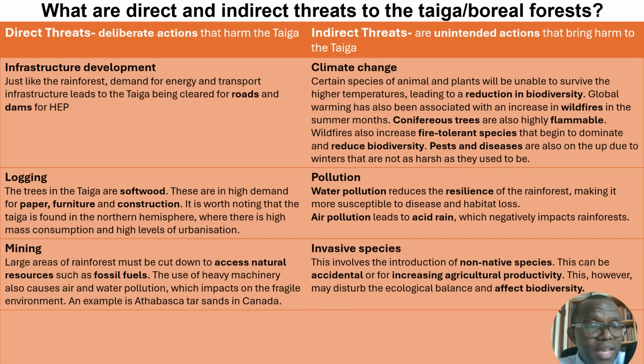And then the second direct threat here is logging. Now, the trees in the taiga are softwood trees. Now, these are in high demand for paper, furniture, and construction. And it's worth noting here that the taiga is found in the northern hemisphere, where there is high mass consumption and high levels of urbanization. Now, what do I mean by that?